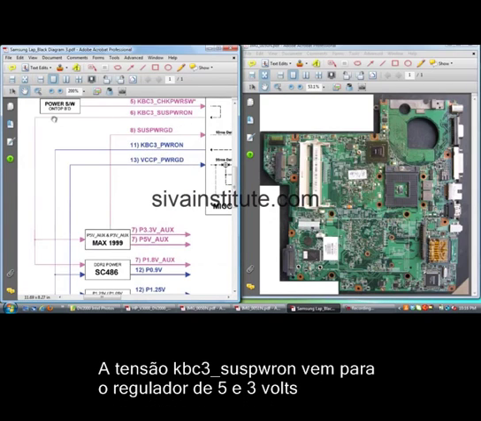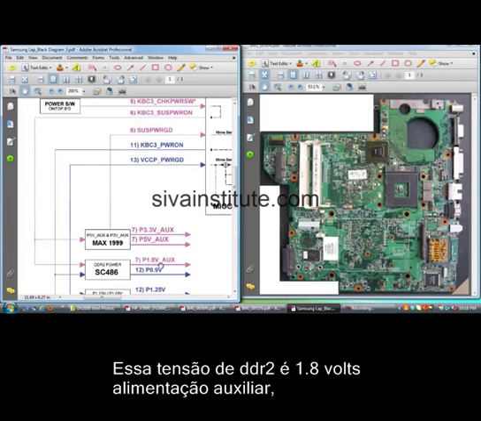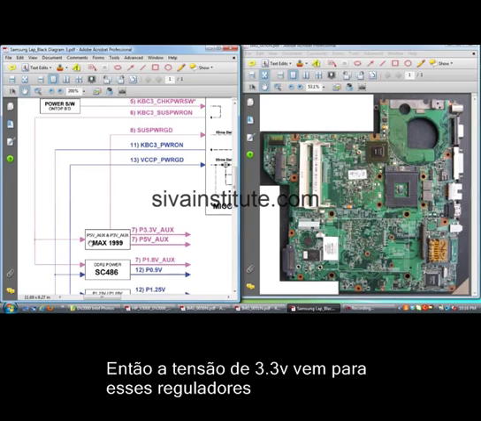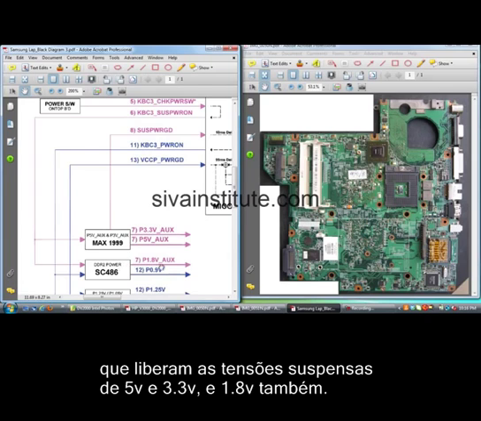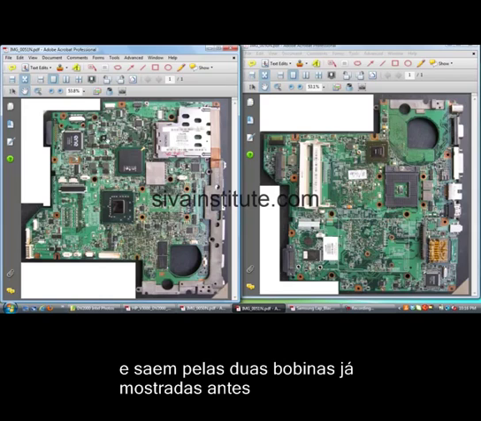The suspend power 3.3 volts goes to the 5 volts and 3.3 volts regulator IC and the memory supply regulator also. This voltage is the DDR2 1.8 volts auxiliary supply. When this 3.3 volts comes to this IC and this IC, these regulators release these supplies: 3.3 volts, 5 volts and 1.8 volts. The outputs will come out from these coils, 3.3 volts and 5 volts.